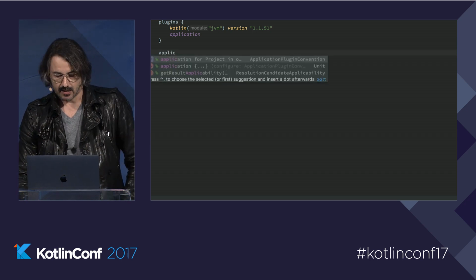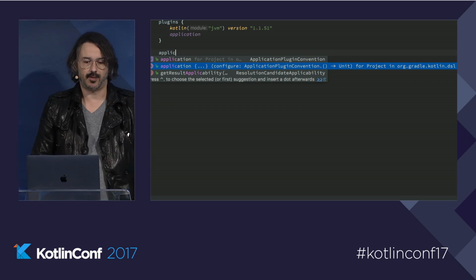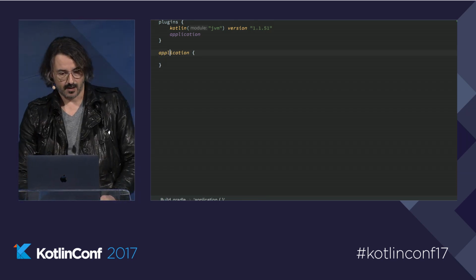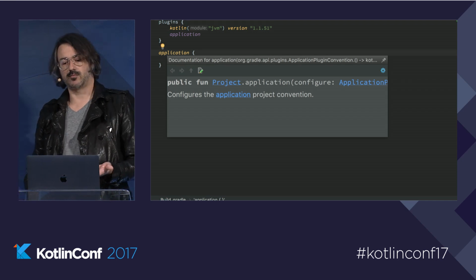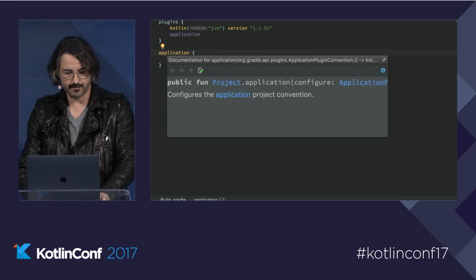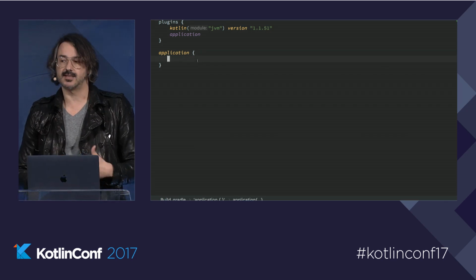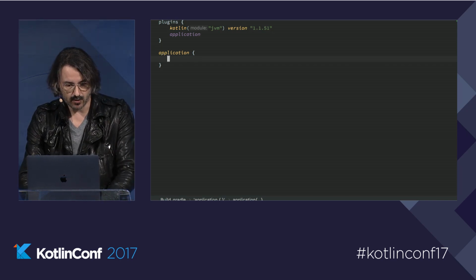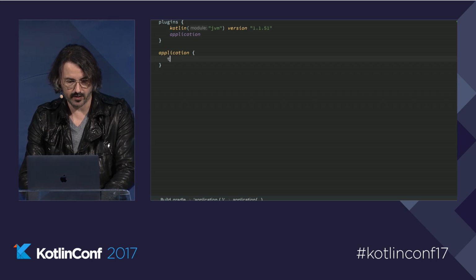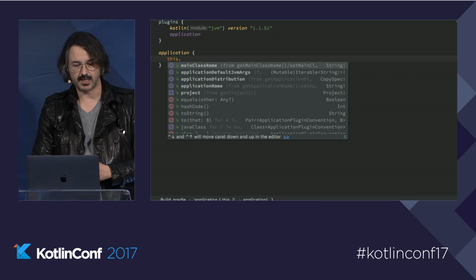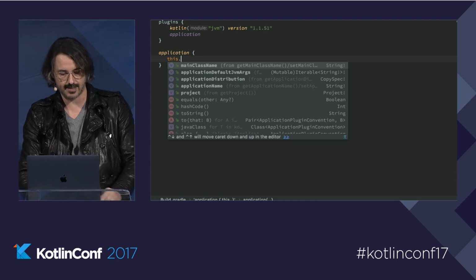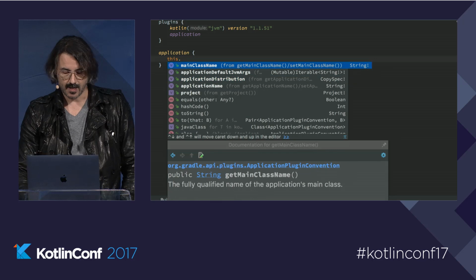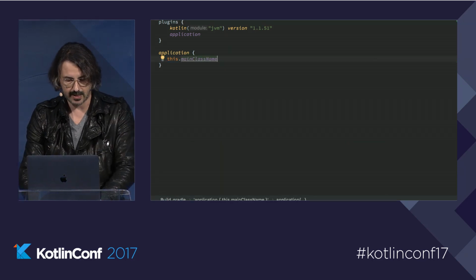And that's what I'm going to do, right? So once I have the application plugin applied, I get the ability to configure it via the application block. We can see that the application block configures the application project convention. A project convention is a way for a plugin to capture data from the user, to model some configuration. If we want to know all the things I can do here, we can use the Kotlin receiver selector and see that for the application, I can configure the main class name, and again we can see the documentation for all the things we might want to see. And yeah, I need to configure the main class name.